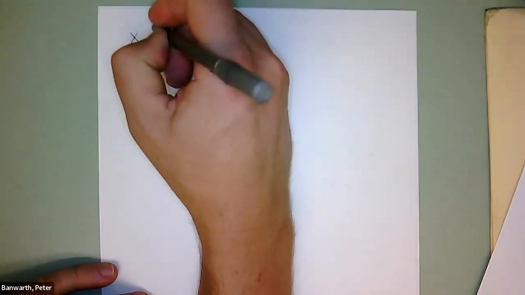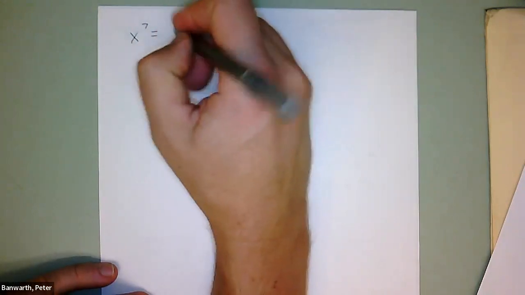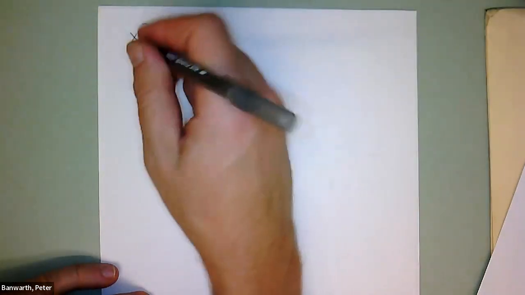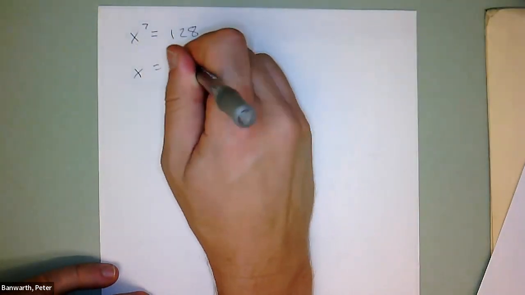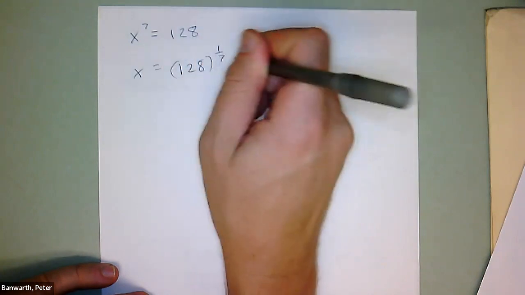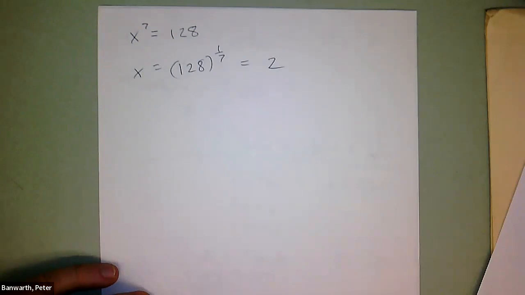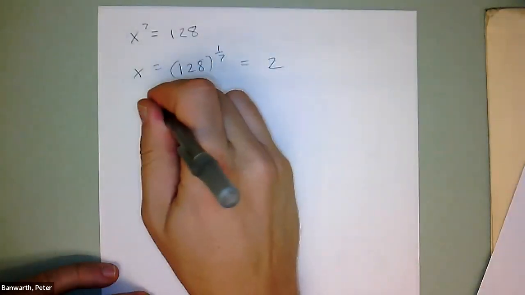I'm just doing a bunch of these. You can just watch me go through them, or when I write it down, you can pause and try to do it yourself. I could have x to the 7th equals 128. How do I get rid of the 7th? I raise it to the 1/7. I can grab my calculator, or I happen to know that that is the number 2, so x equals 2.